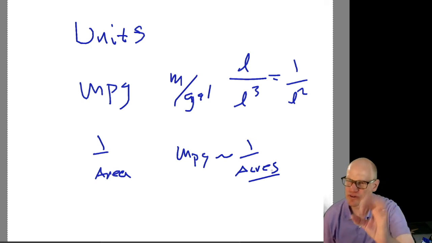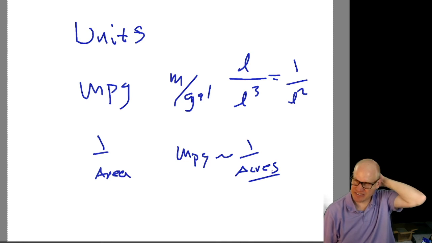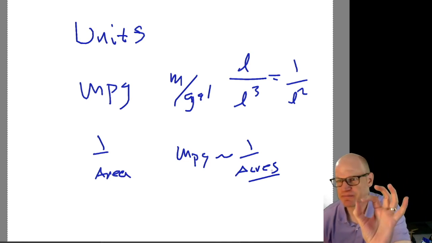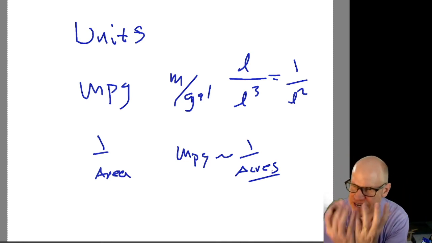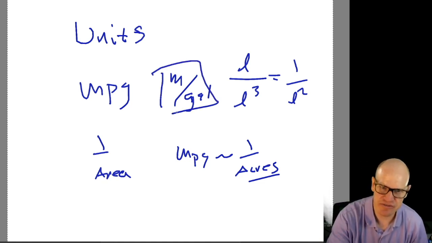It's got units of 1 over area. That's weird. It's weird to think about miles per gallon as having units of 1 over area. But that area must mean something. What does that area mean? It has to mean something. It's got to have some significance to it, because miles per gallon has some significance as well.